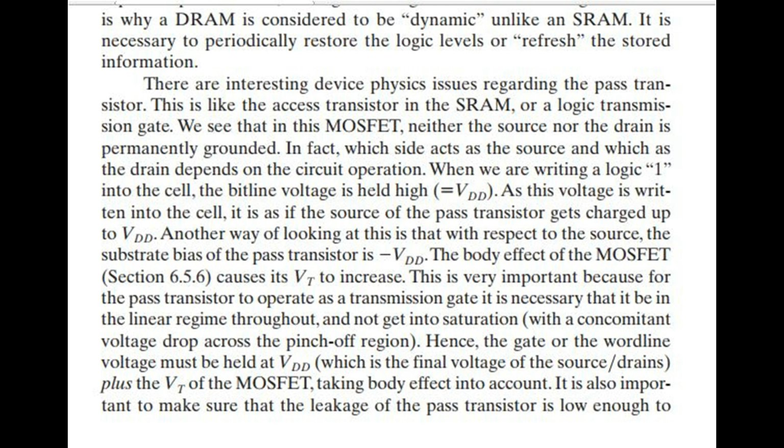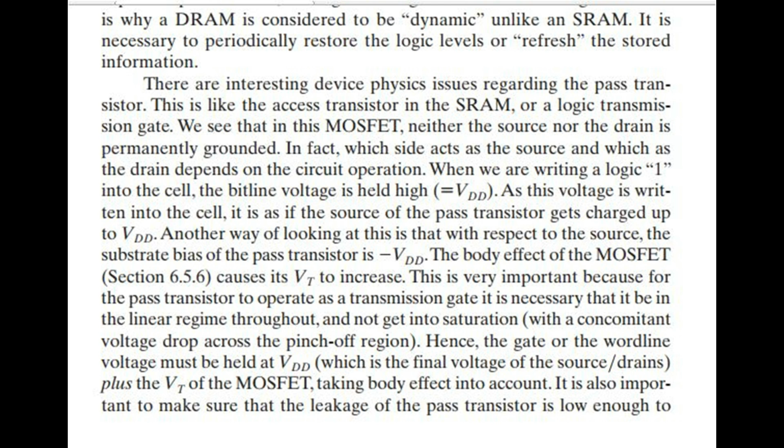The body effect of the metal oxide semiconductor field effect transistor, section 6.5.6, causes its threshold voltage to increase. This is very important because for the pass transistor to operate as a transmission gate it is necessary that it be in the linear regime throughout, and not get into saturation, with a concomitant voltage drop across the pinch-off region. Hence, the gate or the word line voltage must be held at VDD, which is the final voltage of the source/drains, plus the threshold voltage of the metal oxide semiconductor field effect transistor, taking body effect into account.